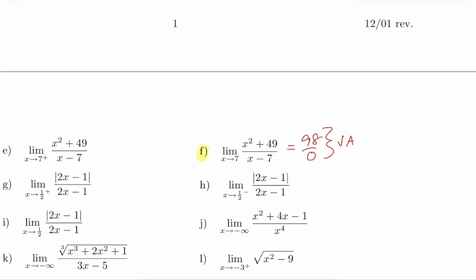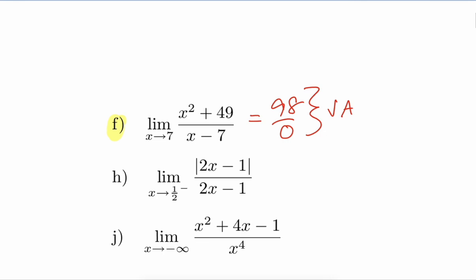But how do you know which? Now here's where we plug in something to the left and to the right of that to see what's happening. So I'm going to plug in to the right of 7. I'm going to plug in 7.1. And I'm going to look, am I going to get a positive answer, going to positive infinity, or do I get a negative answer, going to negative infinity? If I plug in 7.1, I get a positive number on the top. You just really care about whether you're getting a positive or negative. That's all you care about. And I get a positive number on the bottom. The right side is going to positive infinity.